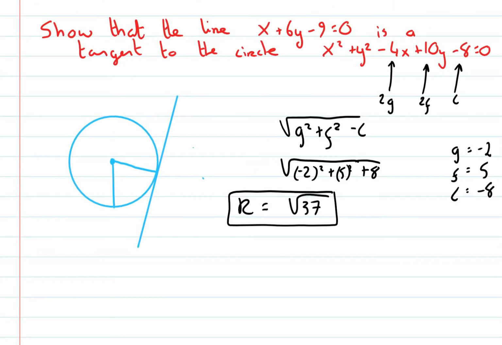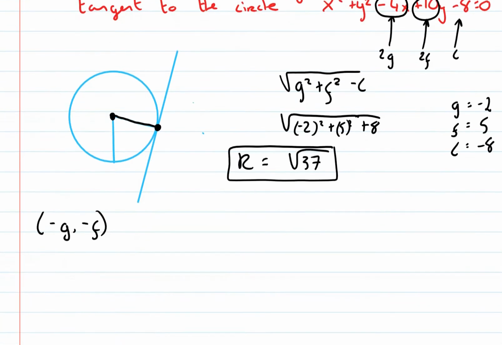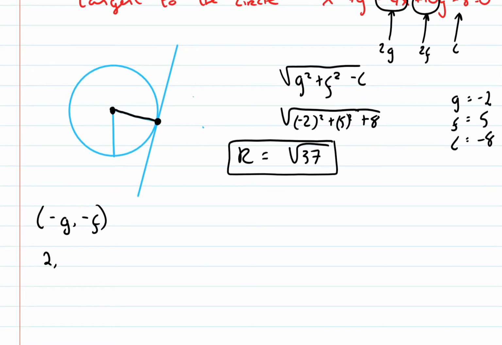So what I'm going to do now is try to find the distance between the centre of the circle and the line. The centre of the circle, based on this, we should know is minus g, minus f. So we take this minus 4, half it and change the sign, which is 2, and we do the same here: half the 10 and change the sign, which is minus 5. So there's the centre.